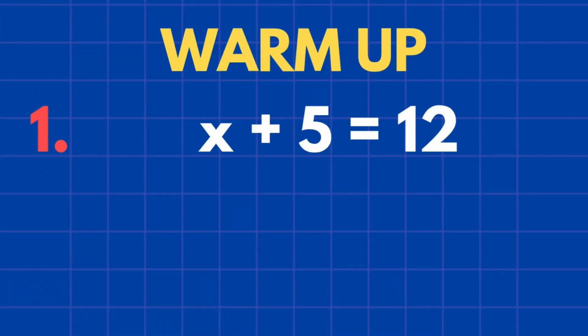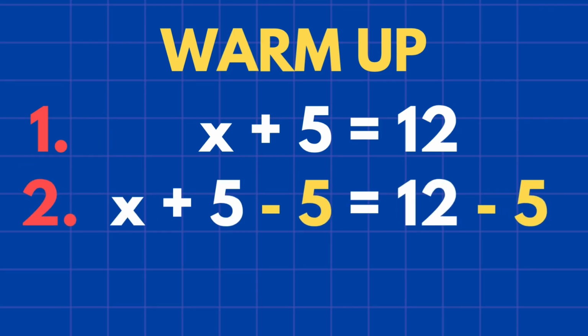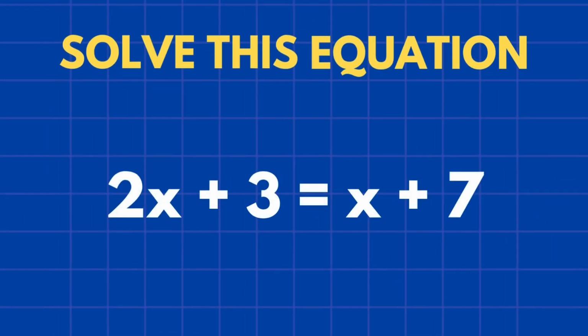Let's warm up with something familiar. To solve this one-step equation, we subtract 5 from both sides. That leaves us with x equals 7. Easy enough, right? But now let's make it more interesting. 2x plus 3 equals x plus 7. Now we have x terms on both sides of the equal sign. Don't panic, the goal is still the same.